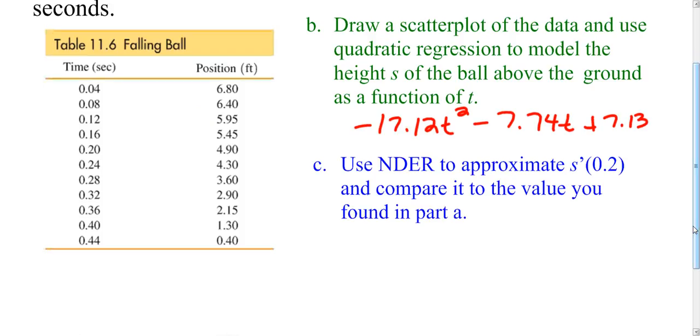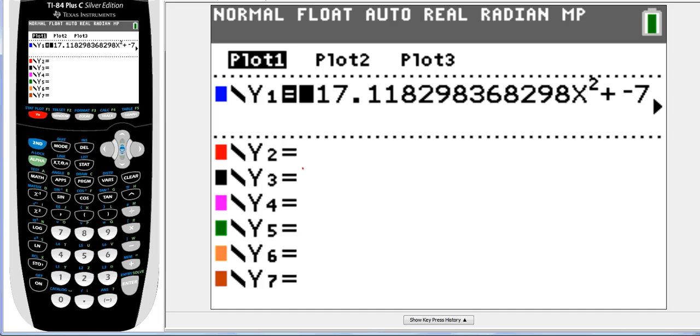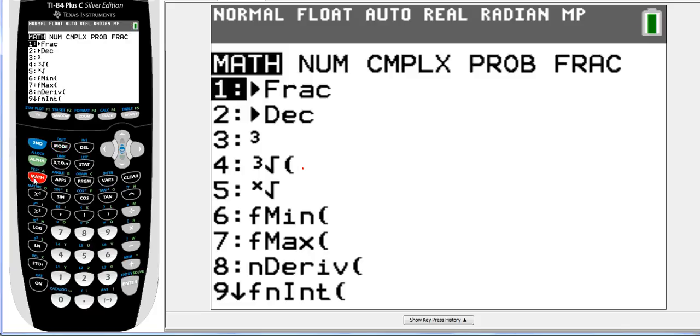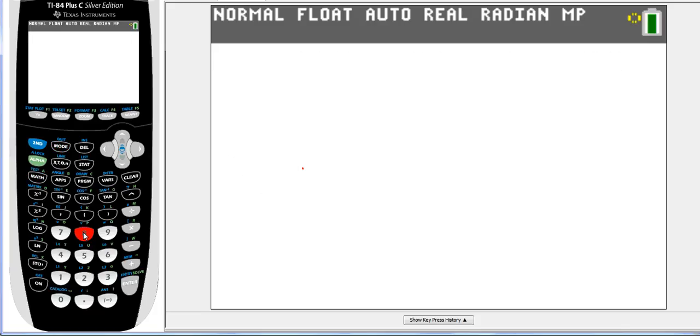Then it says use the numerical derivative to approximate the derivative at point 2 and compare it to the value that you found in part A. So I want to find the derivative of that quadratic regression equation. So I'm going to teach you something else on your calculator. I'm going to go back to the main screen. I know you already know how to find the derivative. The derivative you get by doing math, and then I would want number 8.